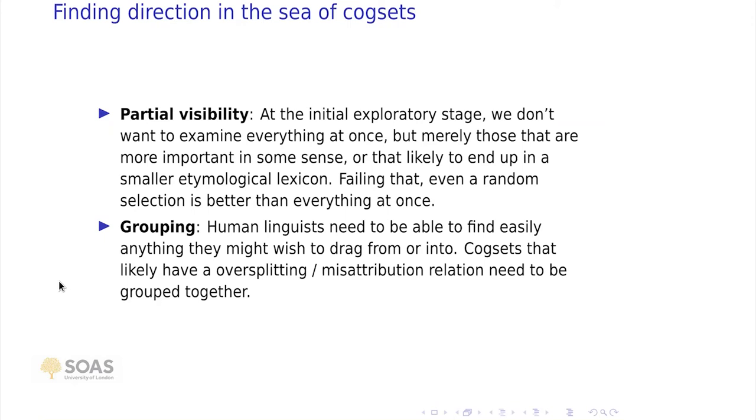The second idea is that of grouping. Since we have this oversplitting or misattribution relation, we really do need the cognate sets to be visible to the human eye on the same screen in order for human beings to realize that, okay, maybe we should drag it from here, or maybe we should merge two cognate sets together. So we need to find a way to group together the cognate sets that are likely to have an oversplitting or misattribution relation.